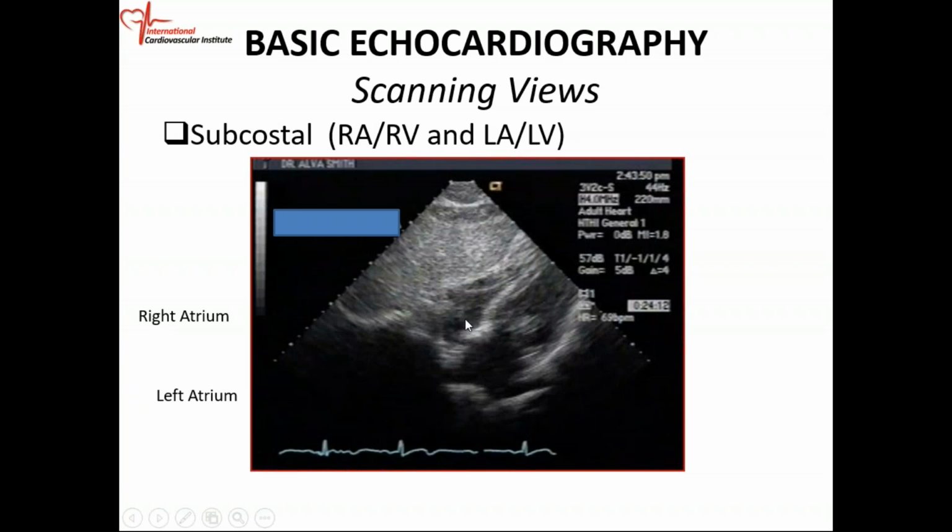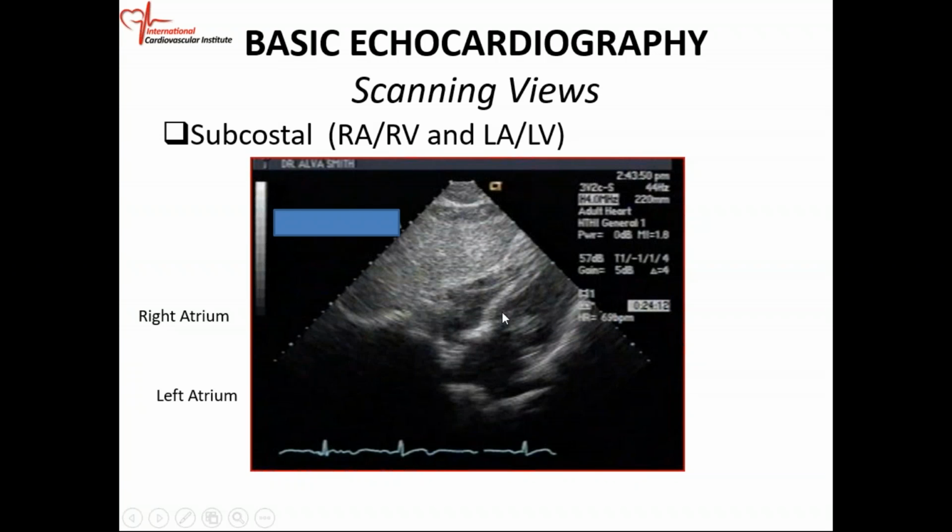So if you manipulate your transducer a little bit more, this is another subcostal view where you can see the right ventricle right there, the right atrium is right there, tricuspid valve is there. This is your ventricular septum, atrial septum, LV cavity is right there, left atrium is right there. This is a very important view because if there's a problem with the septum, ventricular septum, or your atrial septum, you can see that clearly.